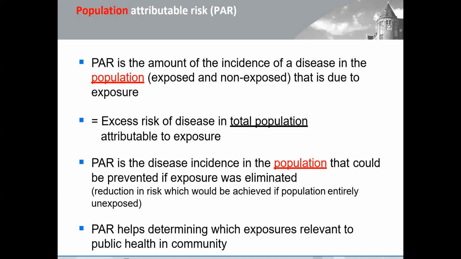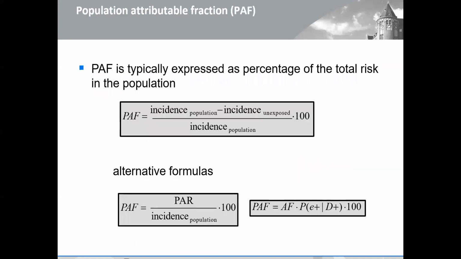I'll try and give you examples on how to calculate these things. As I'm explaining them, they're a bit complex, but if you work them out using those 2x2 tables, it will be easy for you to understand. Then it's the same formula for the population attributable fraction, where you express it as a percentage of the total risk within the population. So it's the incidence in the population minus the incidence in the unexposed, over the incidence in the total population. These are the alternative formulas which you can memorize.